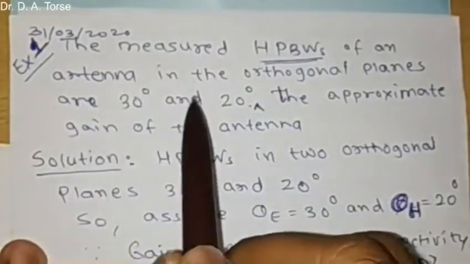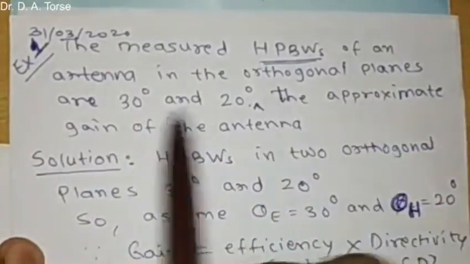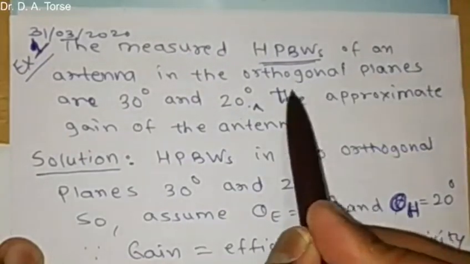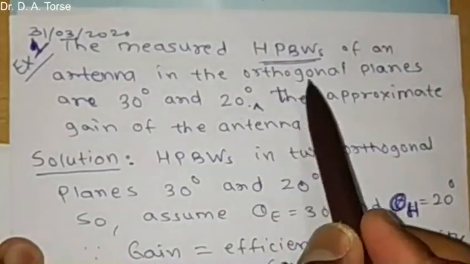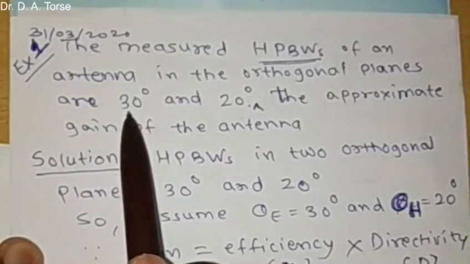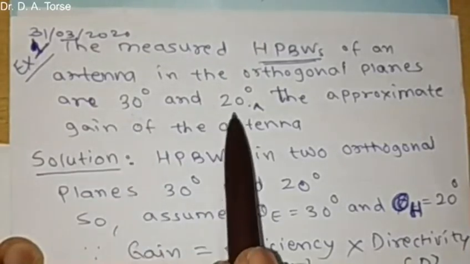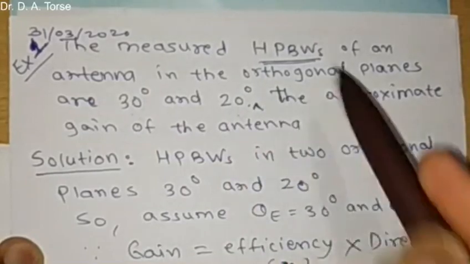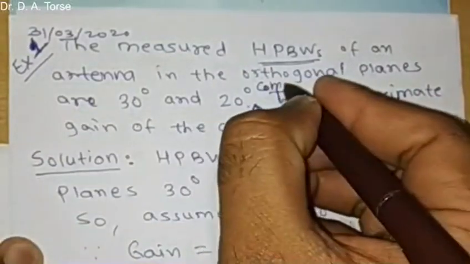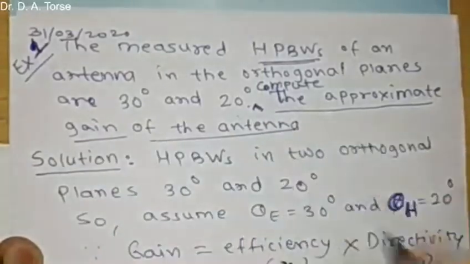The statement of this numerical is: the measured HPBW of an antenna in orthogonal planes are 30 degrees and 20 degrees. So there are two orthogonal planes, E plane and H plane, and this is only one angle theta. Phi angle is not mentioned here. So the angle theta in E plane is 30 degree and in H plane it is 20 degree. Here we'll modify this statement by saying compute the approximate gain of this antenna.